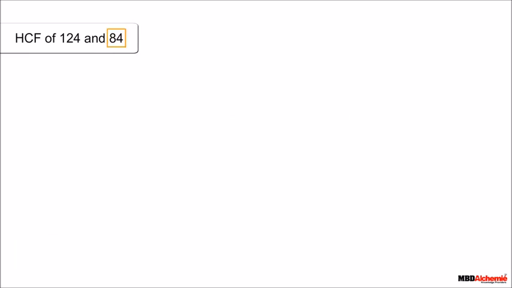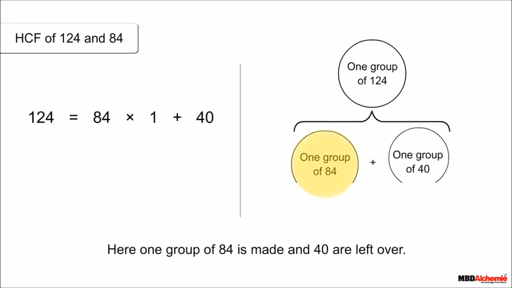Here 84 is the smaller number and if 84 divides 124 without leaving any remainder, then it will be the HCF of both numbers, as no number greater than 84 will be a divisor of 84. Let's check it. 124 is equal to 84 into 1 plus 40. Here one group of 84 is made and 40 are left over. If any number divides 84 completely, then it will also divide this one group made. And if any number completely divides both 40 and 84, then it will also divide 124.